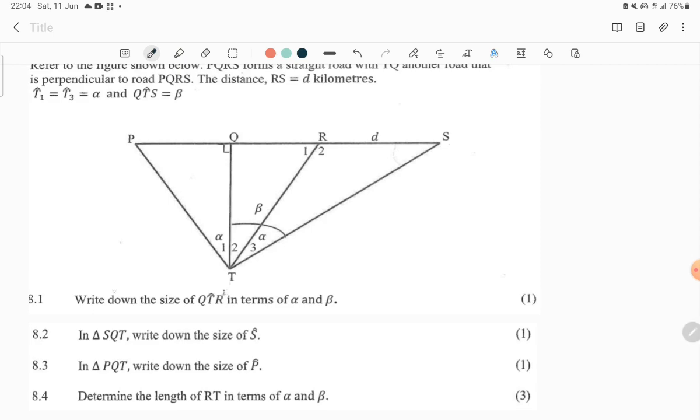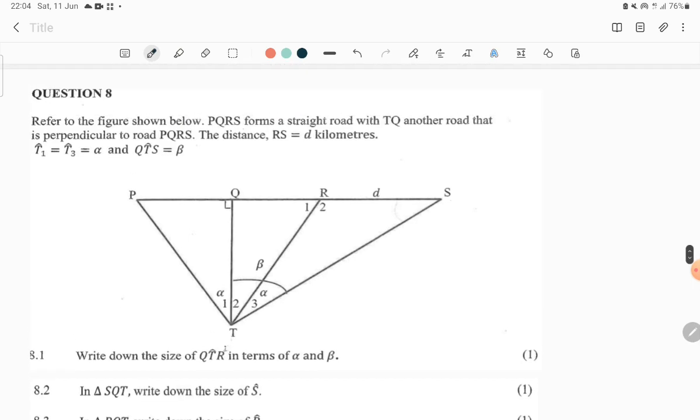Then to this one, the statement is given: refer to the figure shown below. PQRS forms a straight line road with TQ, another road that is perpendicular to the road PQRS. Which means we have this as a road, and this is another road which is perpendicular to that road PQRS. I believe this is the main road, and this one is going home.